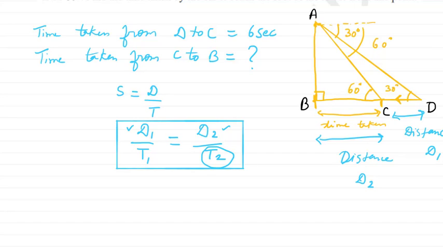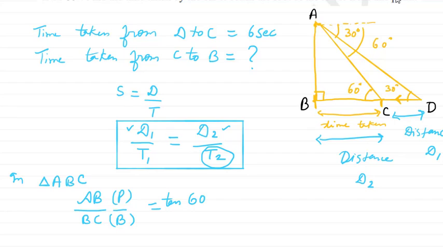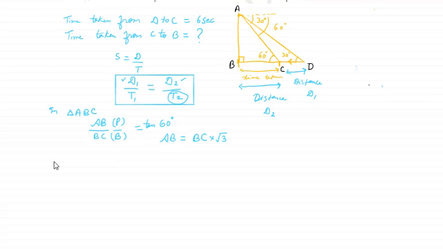So let's find out the distance. To find out the distance, first we will take the first triangle and then the second triangle. So let's see. First I am taking triangle ABC. So in ABC, we know that AB by BC, AB is the perpendicular and BC is the base. So perpendicular by base is tan theta. So here I'll take tan 60 degrees. So from here I'll get AB equals BC into the value of tan 60, which is √3. So we got AB equals BC into √3.